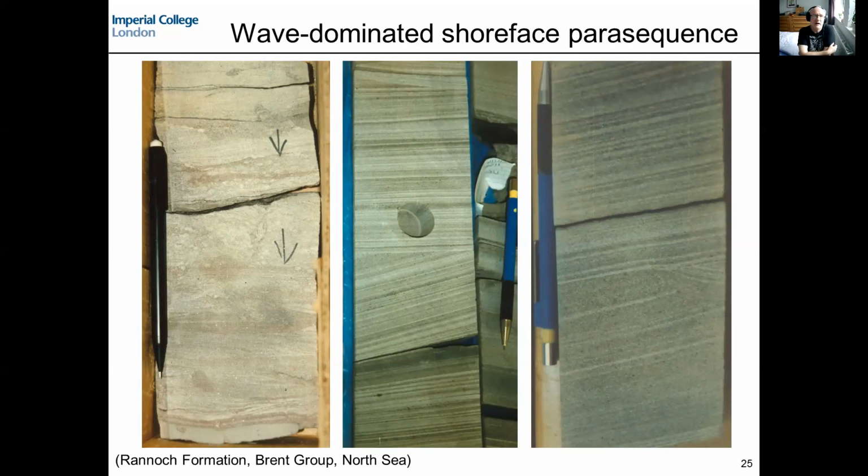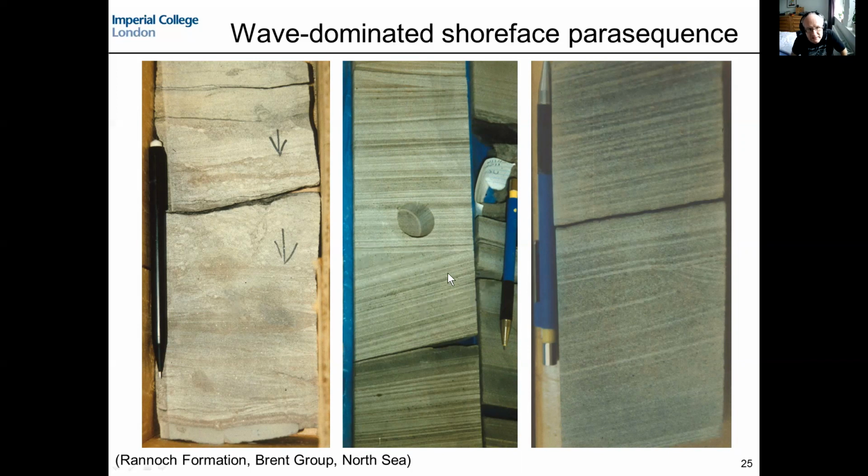Just a few examples of what this looked like in core. So the image on the left is showing some ripple laminated sands with burrows through there. So these are examples of thin storm beds with the burrows representing periods in between the storms, animals colonizing the seabed. So this would be the equivalent of these stacked storm event beds, but with burrows recording the fair weather periods in between the storms.